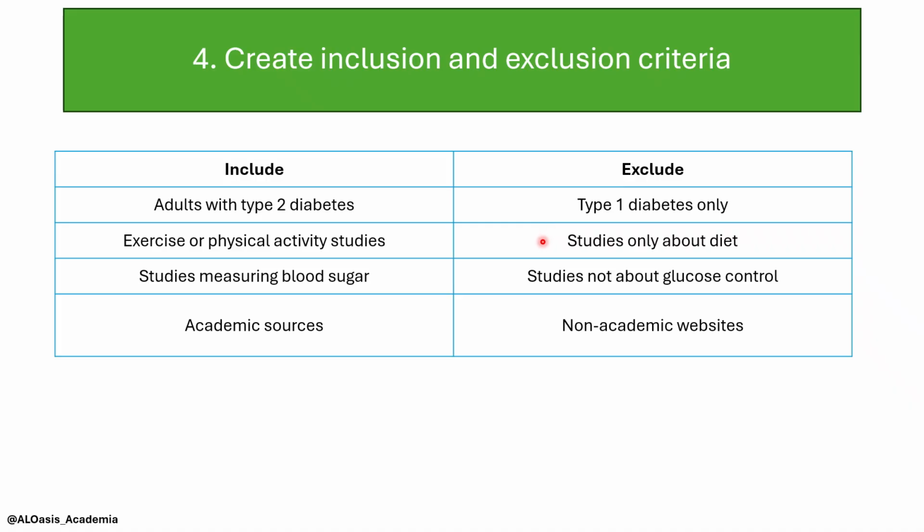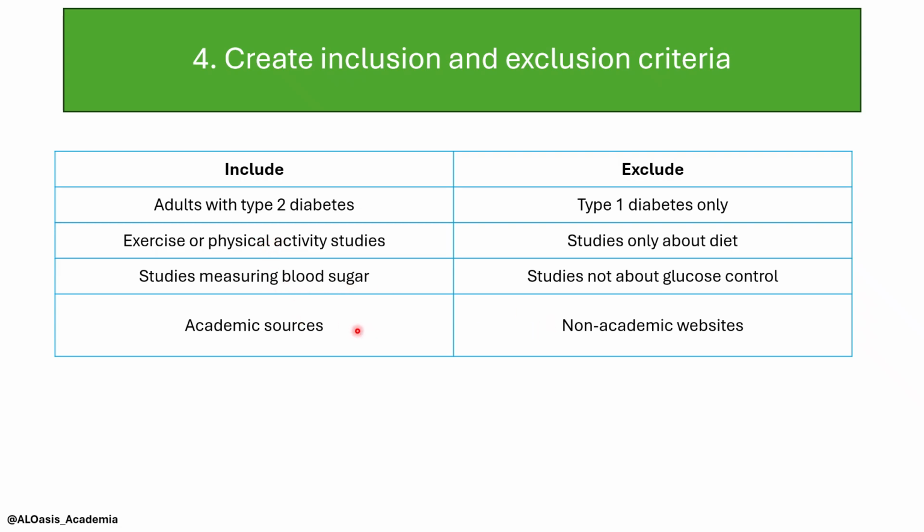If you are searching and come across papers that are only studying the effect of diets on blood sugar control, then you're going to exclude that paper because your question is clearly asking about physical activity and not diet. Then if the study you came across is not measuring blood glucose levels or not studying how blood glucose is controlled, then again this is an exclusion criterion. It means that you're going to exclude the paper because it's very clear in your question that you need to understand how physical activity is affecting blood sugar.